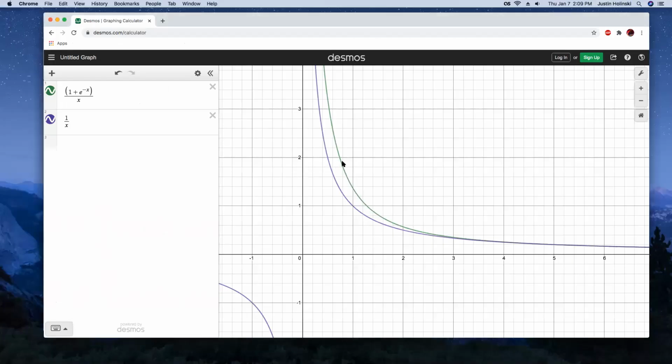So we can see that this function on top is going to be 1 plus e to the negative x over x, and then the one below that is just 1 over x. So we can tell that the one involving e to the negative x is greater than the other one on all positive values of x. If x is positive, then this would be greater than 1 over x. So now we know for sure which one is greater. Now let's go back to the whiteboard.